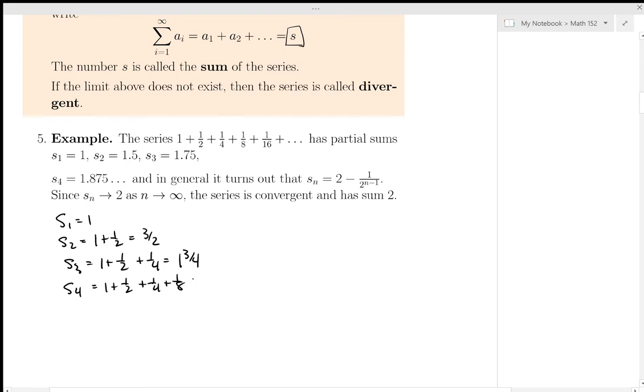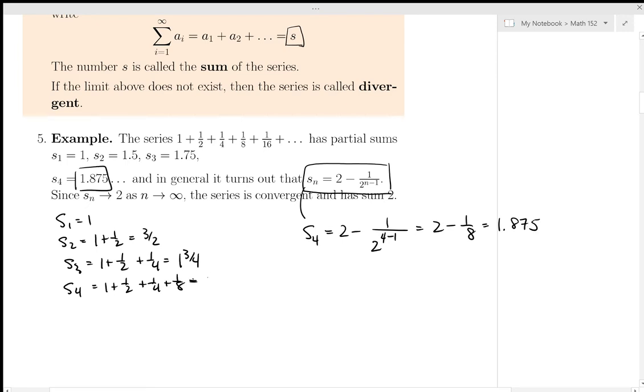And it turns out, and we're not exactly even telling you how this turns out, that we could compute the nth partial sum directly from n. So, for example, using this formula, I could calculate, let's see, we know what S4 is. S4 would be 2 minus 1 over 2 to the 4 minus 1, which is 2 minus 1 eighth, which is 1.875. And that's what we got by just adding up the first 4.